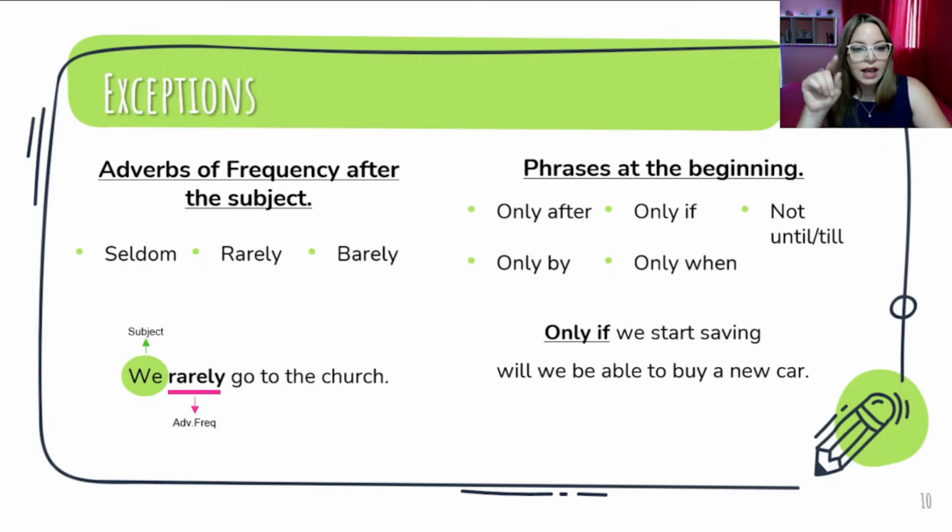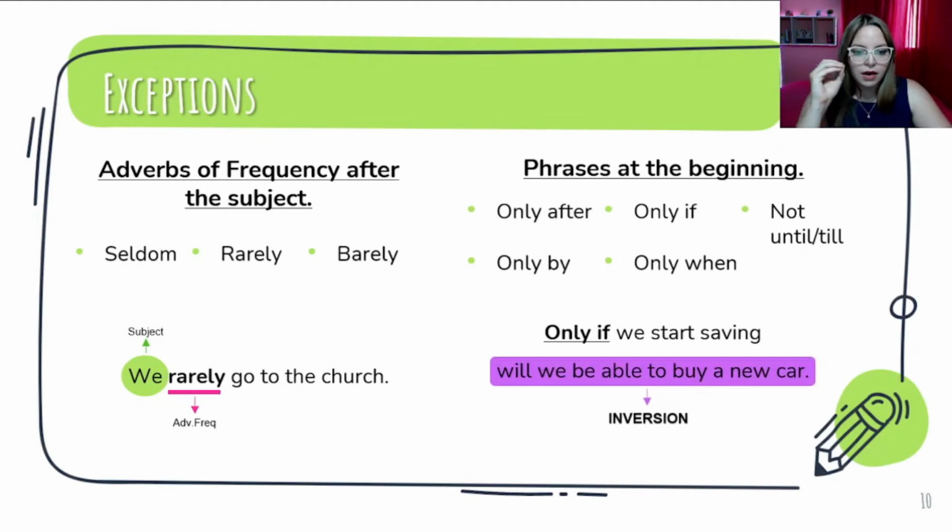Only if we start saving will we be able to buy a new car. In this example, our main clause is "will we be able to buy a new car." Here, the inversion can happen.